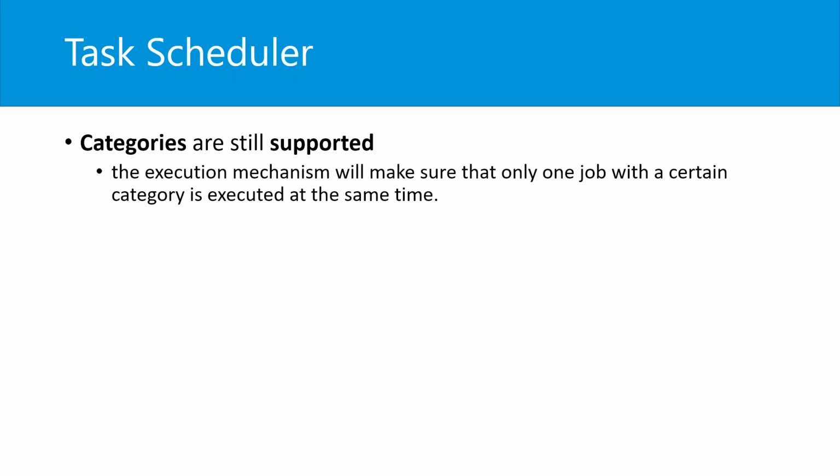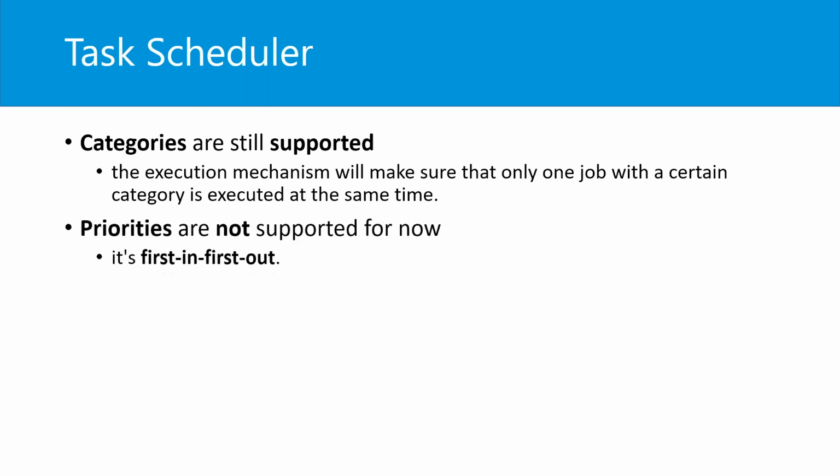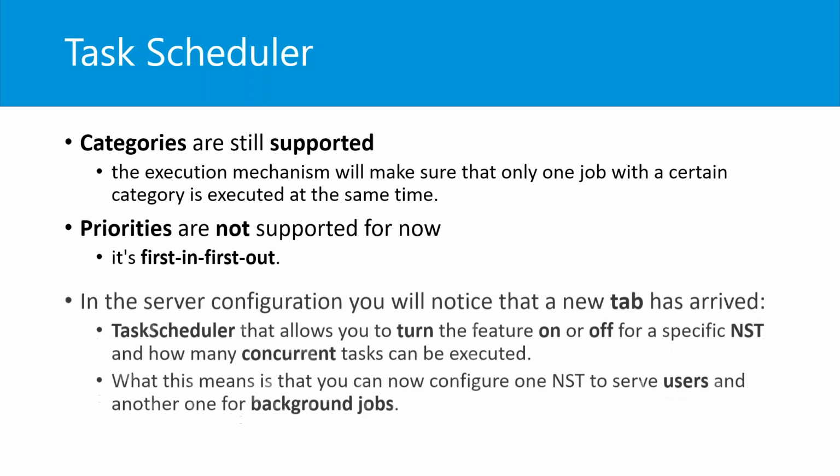Categories, job categories are still supported, so it will execute jobs with the same category at the same time. Priorities are not supported at the moment, as I understood. It's just first in, first out. They might be supported in a future update or release.